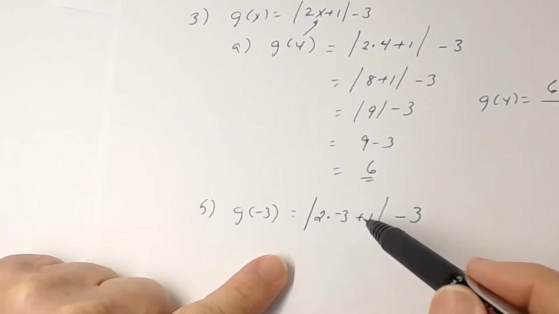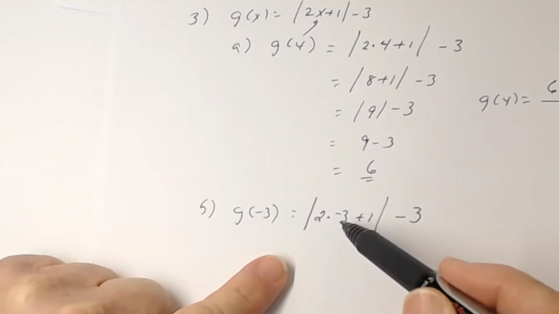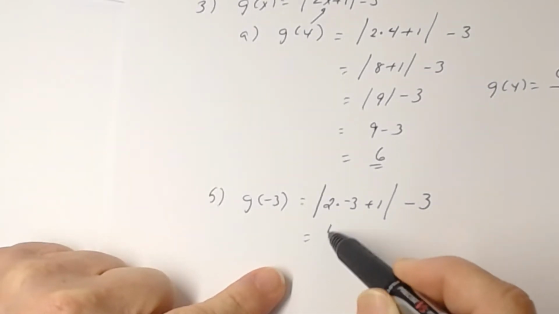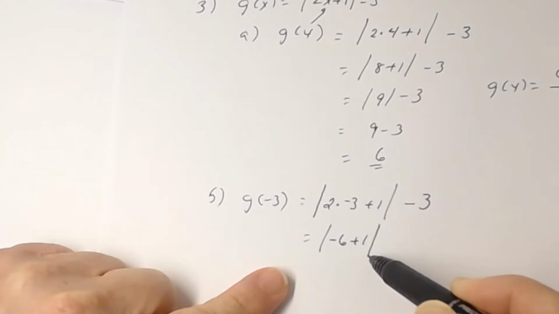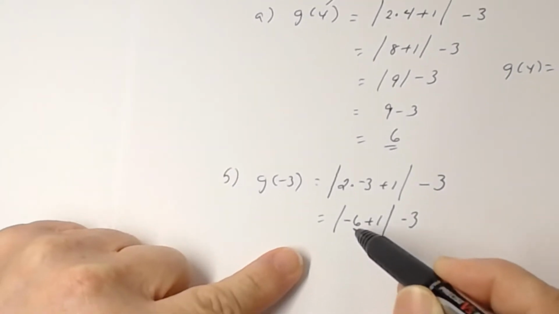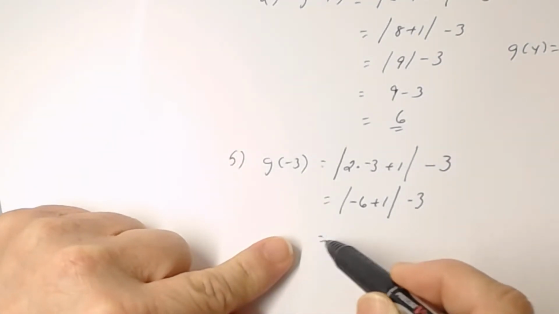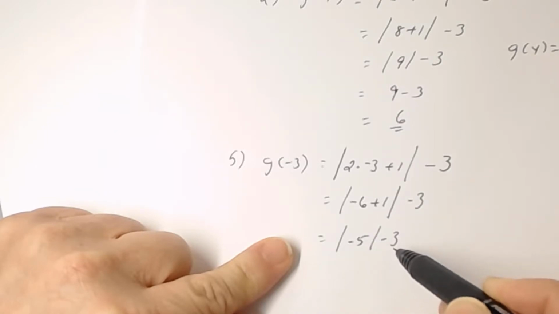All right, now work within the absolute value bars for right now. I have a multiplication and an addition problem. What do I do first? Multiplication. So that becomes the absolute value of negative 6 plus 1, right? Whatever that is, I'm going to subtract 3. What is negative 6 plus 1? So that becomes absolute value of negative 5 minus 3.